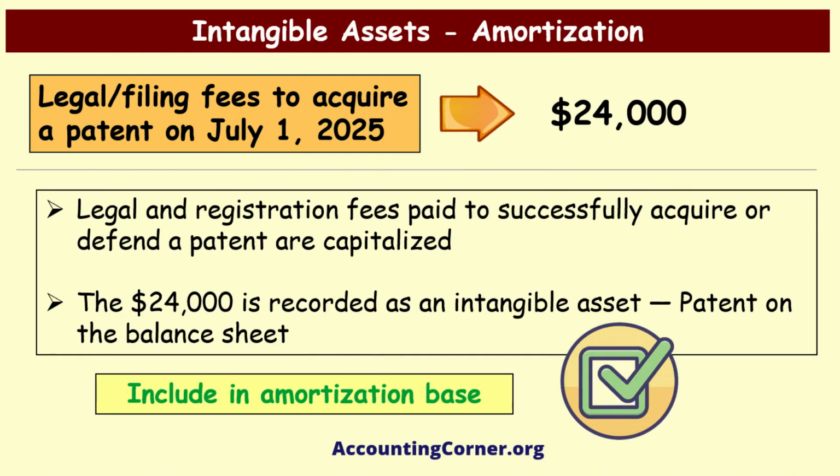Let's check how to treat legal and filing fees of $24,000, paid on July 1, 2025, to acquire the patent. As already mentioned, under US GAAP, legal and registration fees that are directly related to successfully acquiring or defending a patent are capitalized. Thus, $24,000 becomes the intangible asset. It is recorded on the balance sheet as patent. This amount will form the base for amortization going forward.